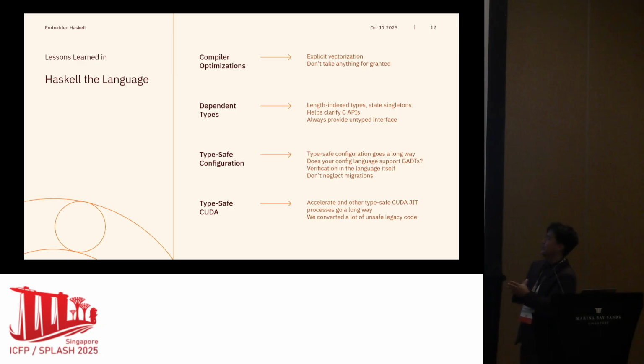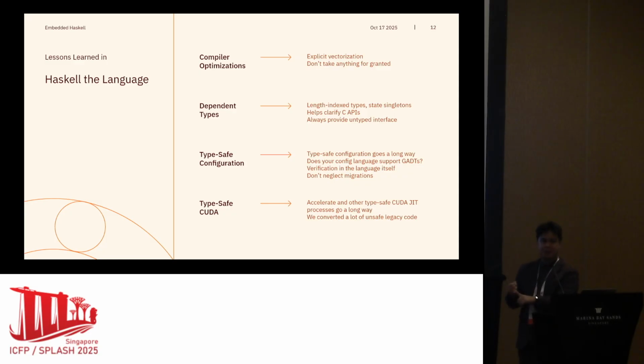We get a lot of bang for buck out of dependent types, using length-indexed types and state-indexed types. A lot of times, when building bindings for C APIs, having those types clarifies the APIs very well for anyone to use. But always provide a nice untyped interface for people who just want to do things unsafely.